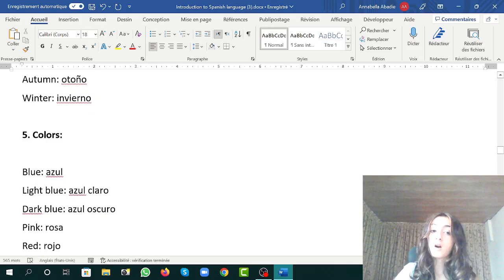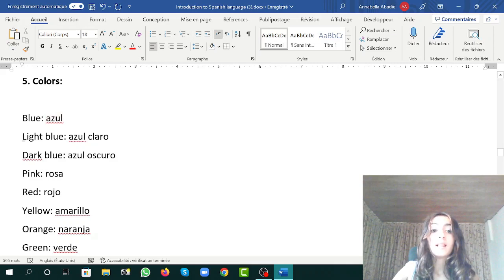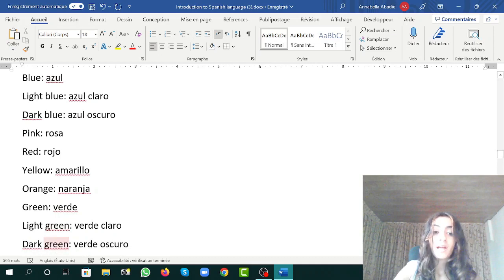Now let's talk about the colors. Blue is azul. Light blue is azul claro. Dark blue is azul oscuro. Pink is rosa. Red is rojo. Yellow is amarillo. Orange is naranja. Green is verde. Light green is verde claro. Dark green is verde oscuro.